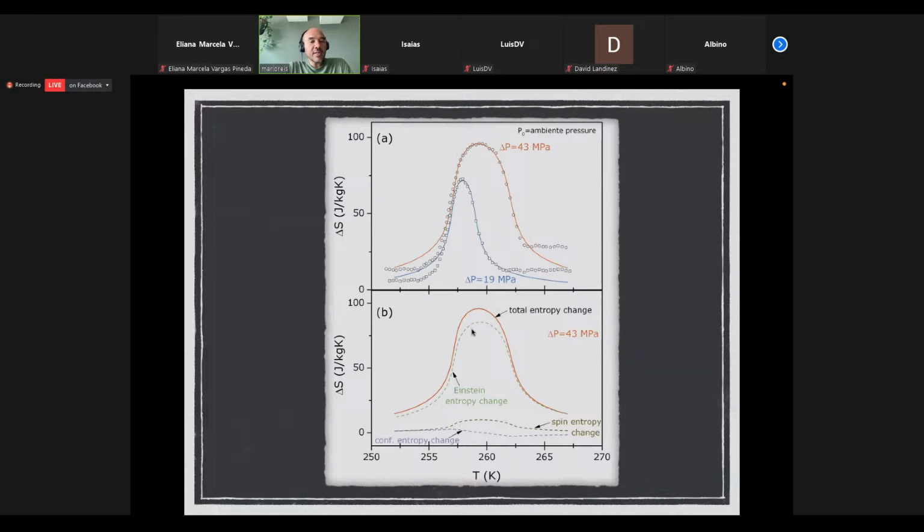You can see here that the phonon contribution is quite high because, in fact, it's a barocaloric effect. The contribution from the lattice is very important because it's the entropy due to the pressure on the lattice. Okay.